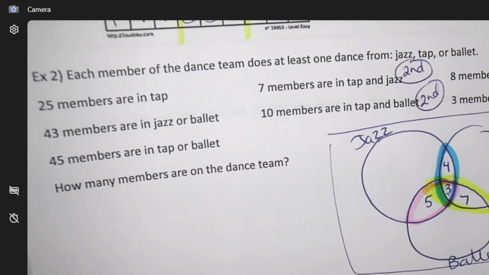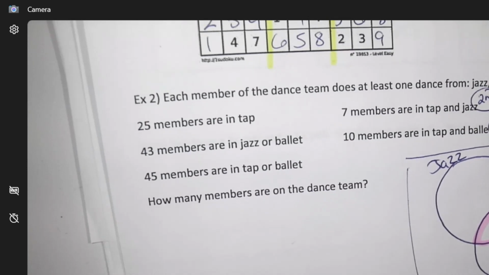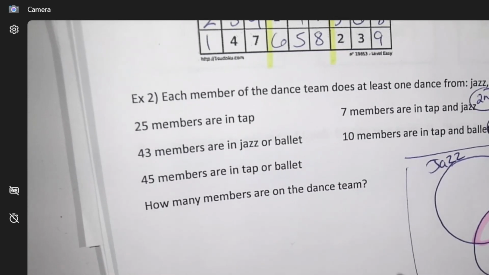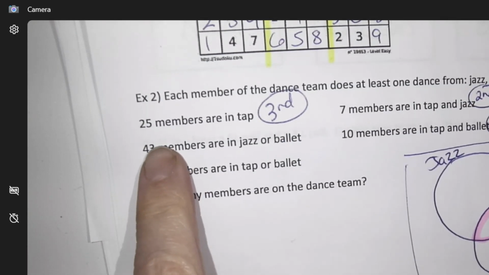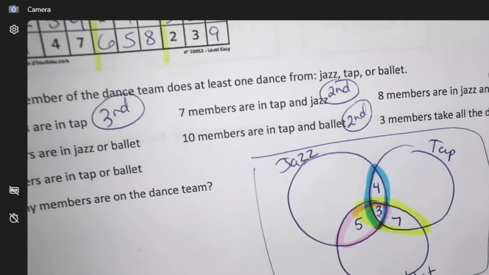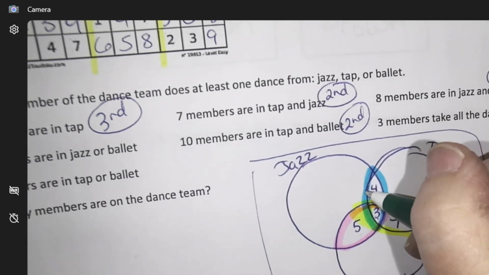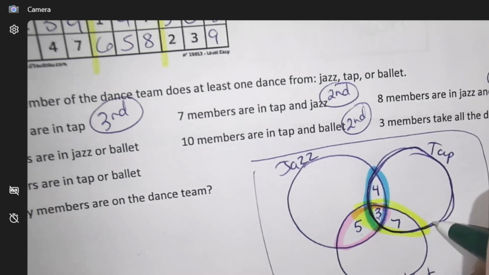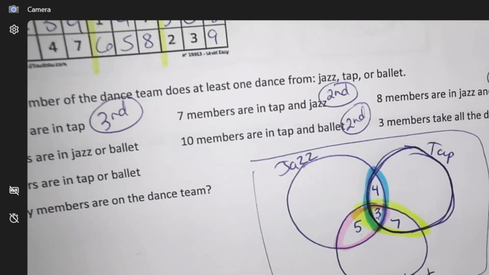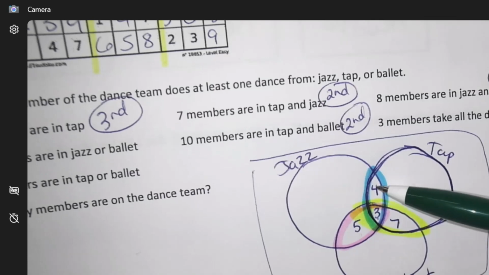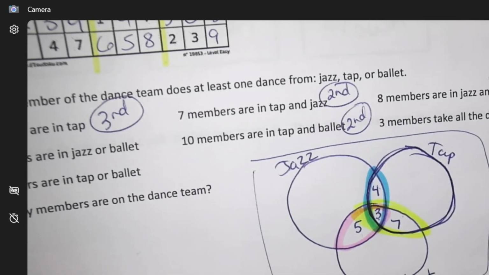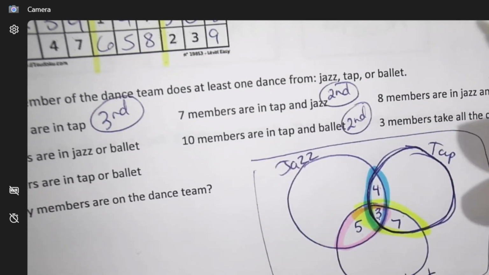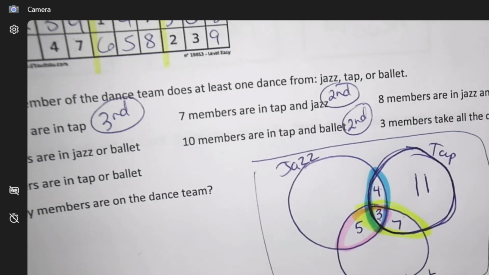Okay, now the next strategy, you pick some kind of individual. So this would be some kind of individual. I need 25 people to take tap. So this entire circle needs to add up to 25. But you already got a bunch of stuff in there. So you need to add to 25. So we have 11 left.